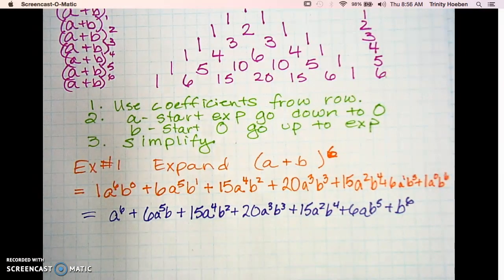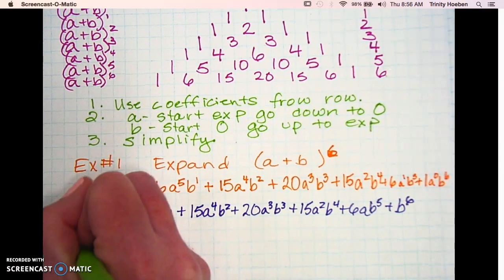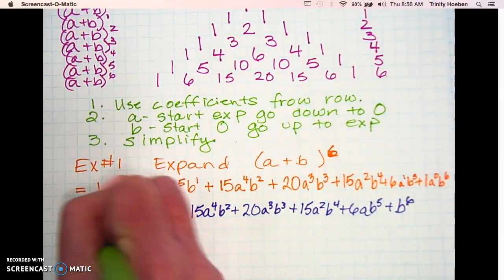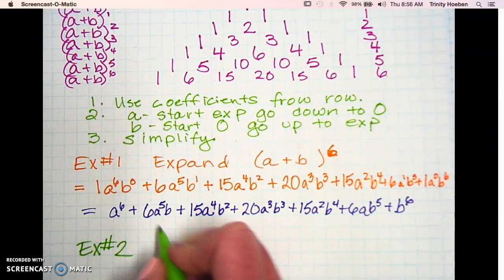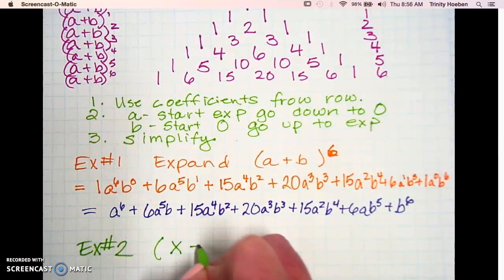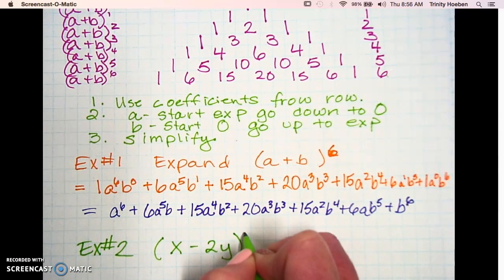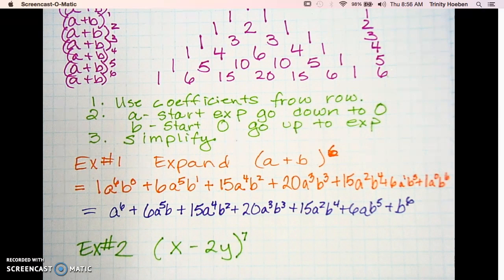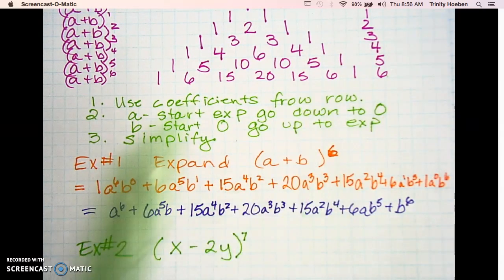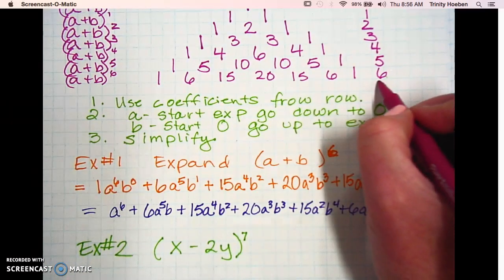Let's do one that has a little more multiplying in it. All right, so example number 2. We're going to expand the binomial x minus 2y to the 7th power. So I'm going to squeeze one more up here in my Pascal's triangle. I'm going to create my 7th row.